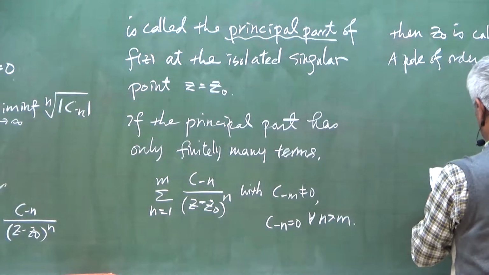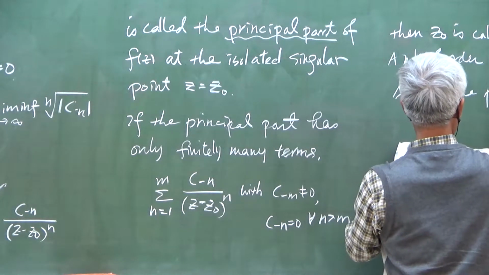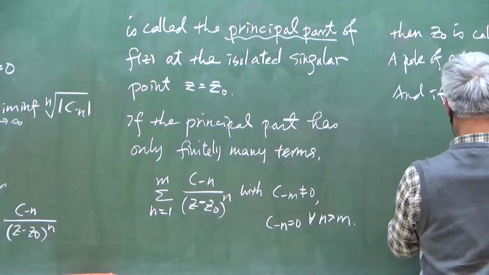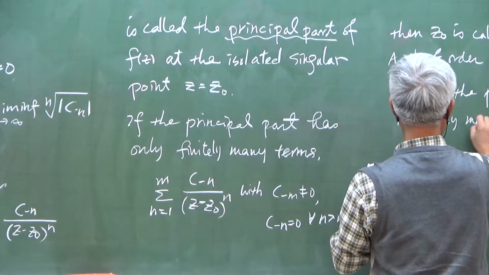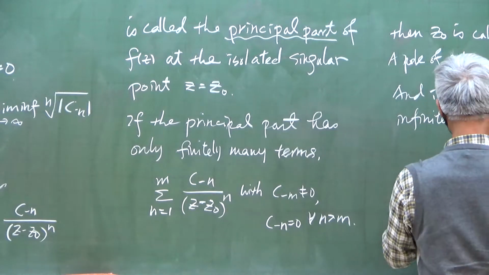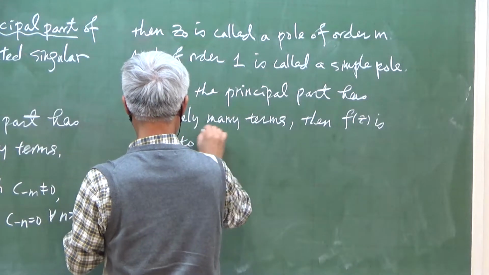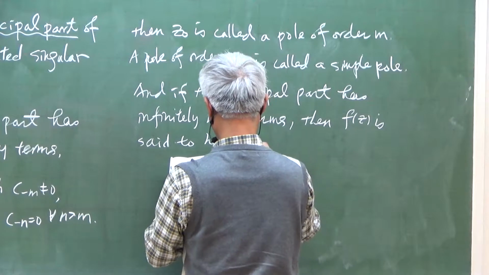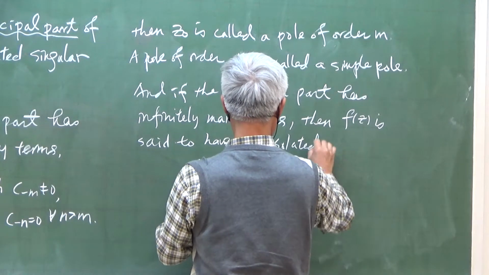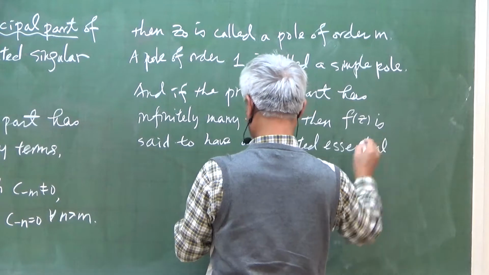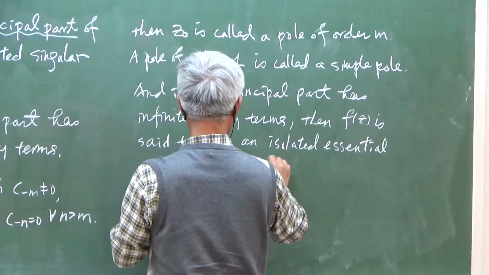And if the principal part has infinitely many terms, then f of z is said to have an isolated essential singularity at z equal to z0.